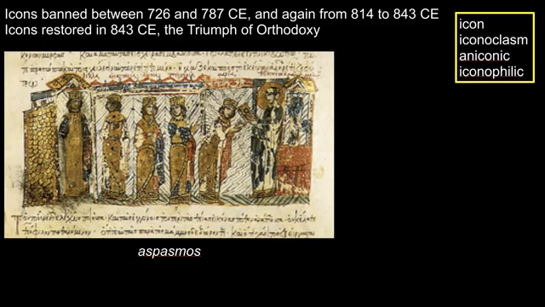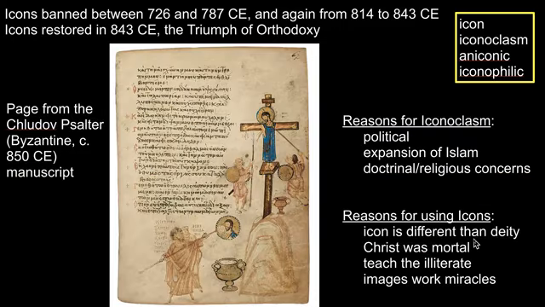People would wear miniature icons in the form of amulets, and even in this image, an imperial grandmother teaches her granddaughters how to venerate an icon through the practice of aspasmos, or kissing the icon. In 726 CE, the emperor banned icons, and almost all the images that were in Constantinople were destroyed or covered between 726 and 753 CE.